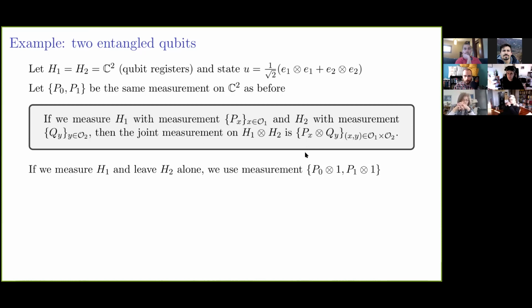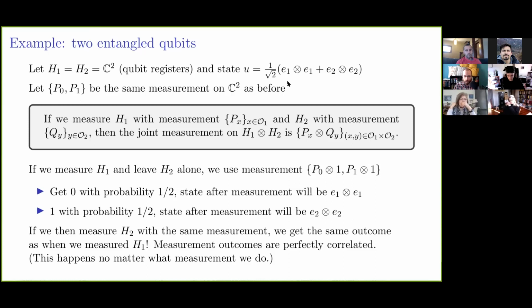So how do we use this rule to get a measurement just on H1 while leaving H2 unchanged? Well, the measurement which leaves the system unchanged is just the identity operator by itself. So what we want to do is take the measurement P_0 tensor 1, P_1 tensor 1, and apply that to this state U. When we do it, it's just like what happened when measuring 1 over square root 2 times (E1 plus E2), right? Because when we apply P_0 tensor 1 to this state, we get a projection down into E1 in the first coordinate, and it gives 1 over square root 2 times E1 tensor E1. And the norm squared of that is a half again. And then the state after measurement will be E1 tensor E1.